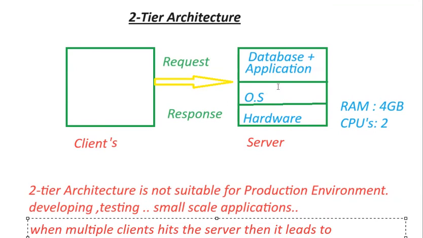So what does this application layer consist of, sir? This application layer consists of business logic, whereas this database layer consists of my client data for future use. This is all about two-tier architecture. So in the next video, let us see how three-tier architecture works and what layers it consists of, and for which environment it is suitable.